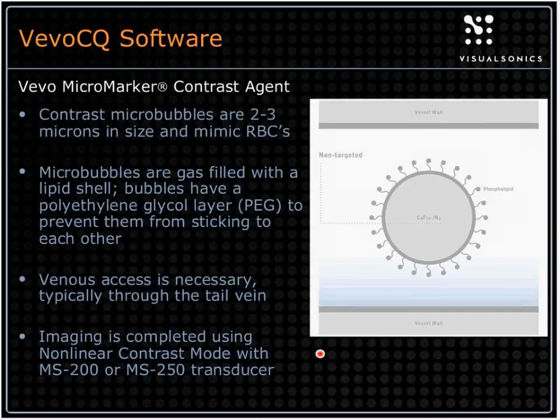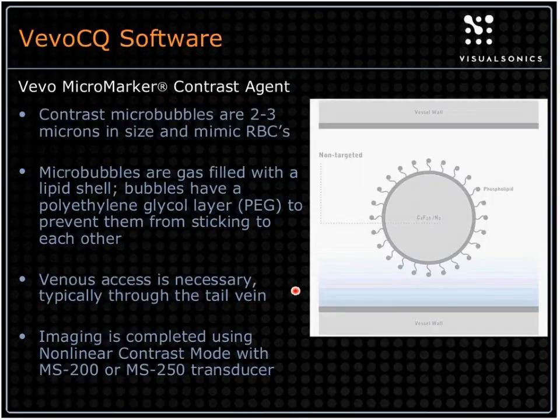Microbubbles, for anybody who has not had an experience with ultrasound contrast agents, we refer to them as microbubbles because they really are bubbles. They're around 2 to 3 micron in size, filled with an inert gas, with a lipid shell on the outside. And these mimic red blood cells. They're injected into the venous system, typically through a tail vein catheter, but there are other portals and methods for doing the injections.